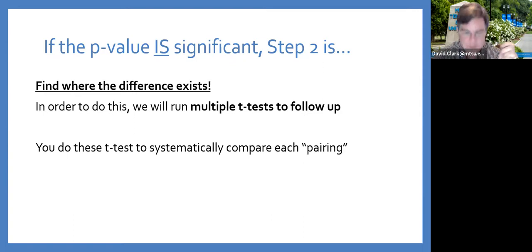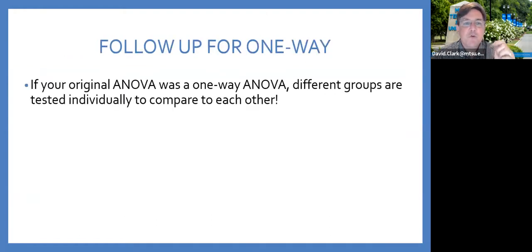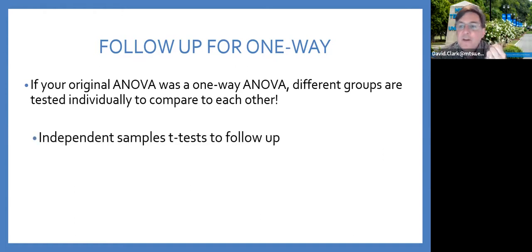Okay. The type of t-test you use depends on what kind of ANOVA you performed. Okay, guys? So you're right there at the bottom of page 3. If your original ANOVA was a one-way, you're going to be testing different individual groups. So you're going to do an independent samples t-test for follow-up.